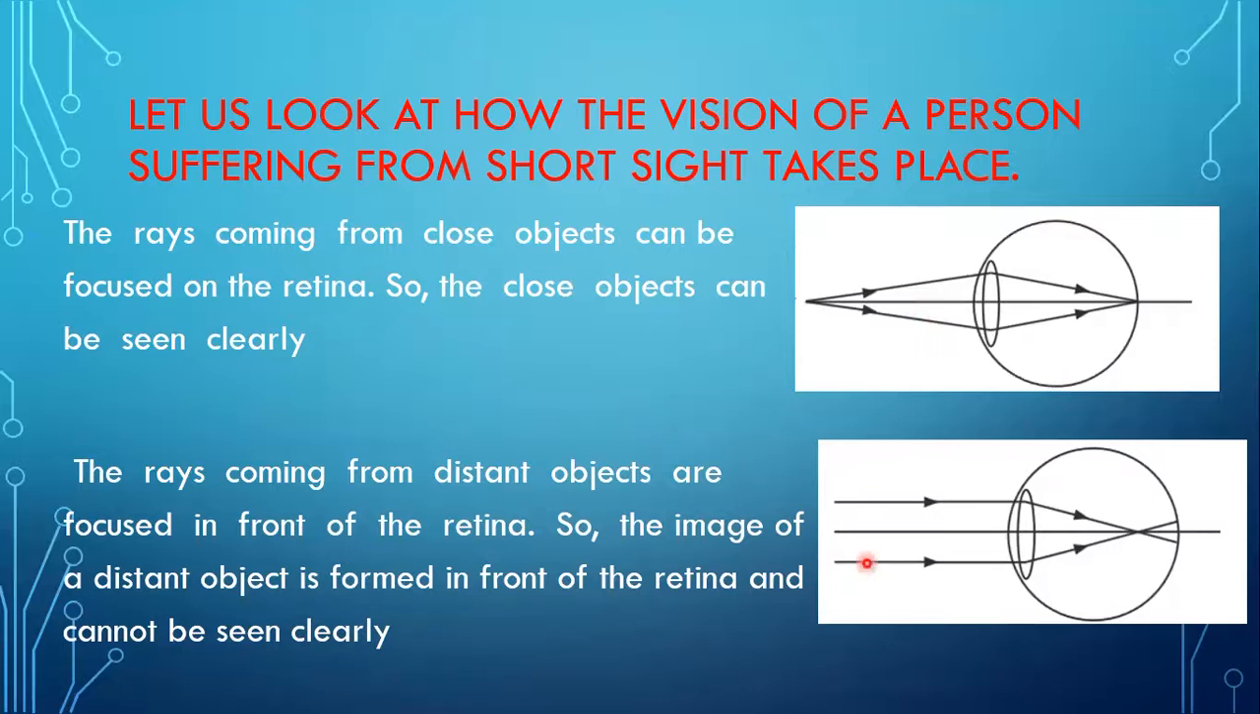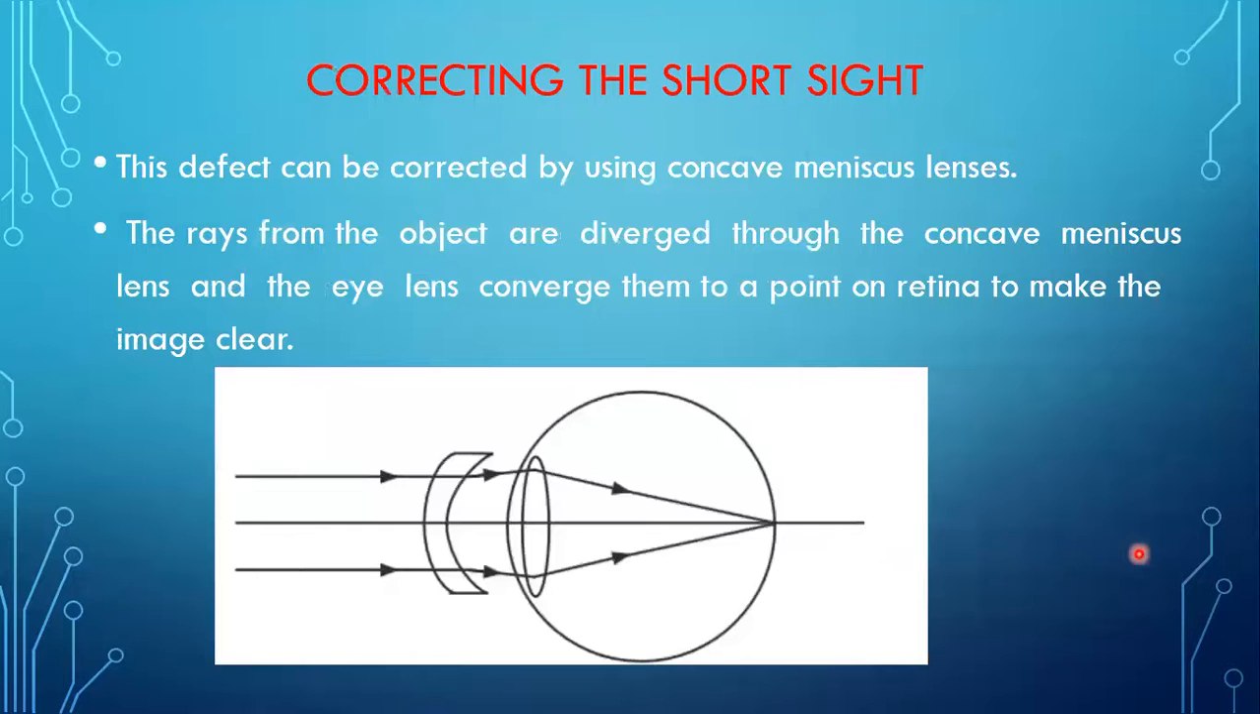The rays coming from distant objects are focused in front of the retina. So the image of the distant object is formed in front of the retina and cannot be seen clearly. So I told you it is focused in front of the retina, so it cannot be seen clearly. Correcting short sight.